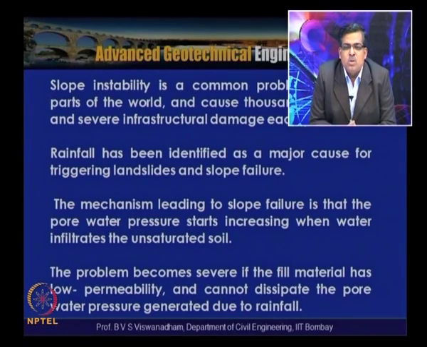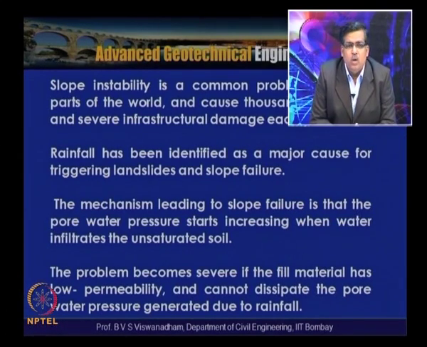The mechanism leading to the slope failure is that pore water pressure starts increasing when water infiltrates into the unsaturated soil. In unsaturated soil, where suction predominantly prevails, that suction gets nullified. The problem becomes severe if the fill material has low permeability and cannot dissipate the pore water pressure generated due to rainfall. As we have seen in previous analysis, that can lead to a low factor of safety.